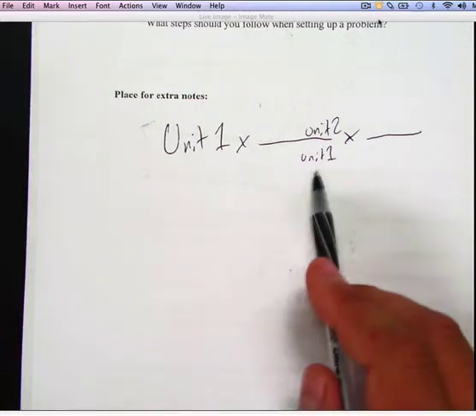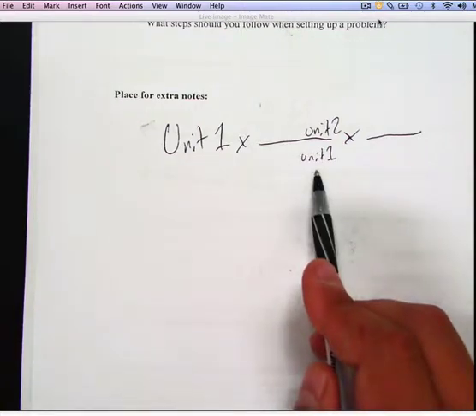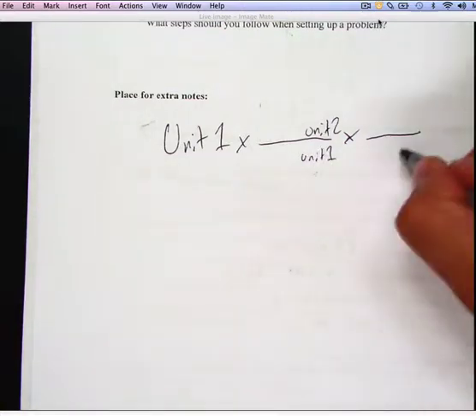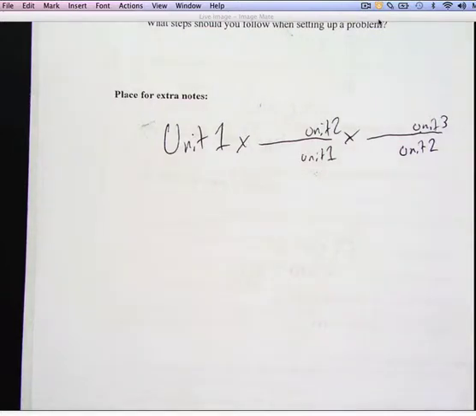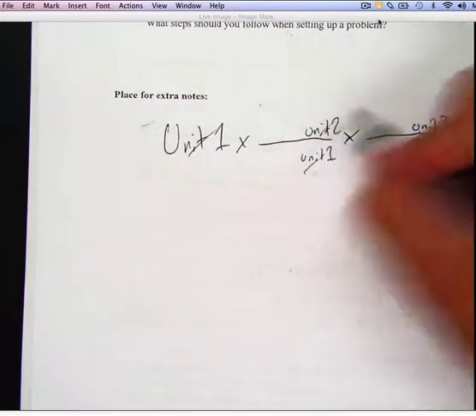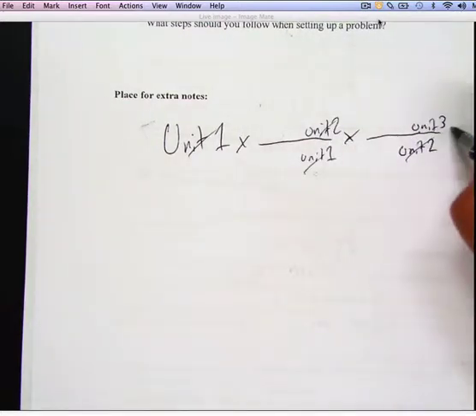Okay, so unit 1 is your given. Unit 1 is going to go on the bottom because you want it to cancel out, and it goes to unit 2. Then I want to get rid of unit 2, and let's say I want to go to unit, say 3. All right. So unit 1 cancels out, unit 2 cancels out, and then I have unit 3, and that's going to be it. And this can go on.